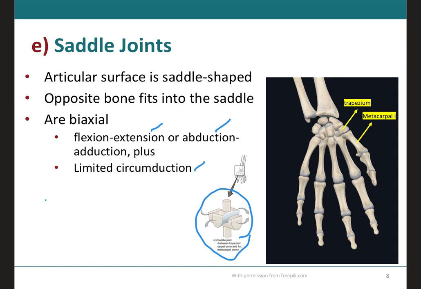And the example of a saddle joint is the one between the trapezium and the metacarpal one, which is the metacarpal of the thumb. Therefore, this type of joint is also a biaxial joint.